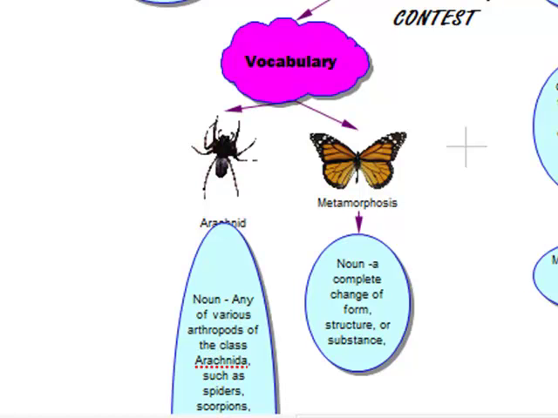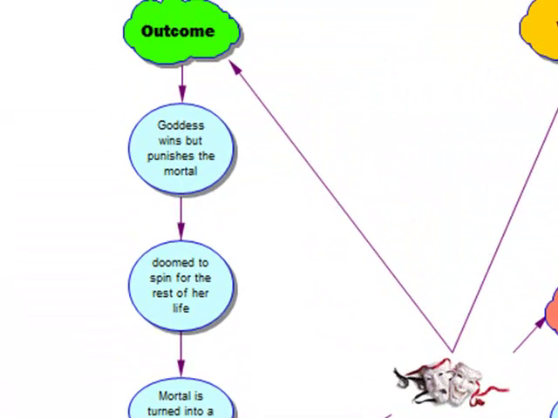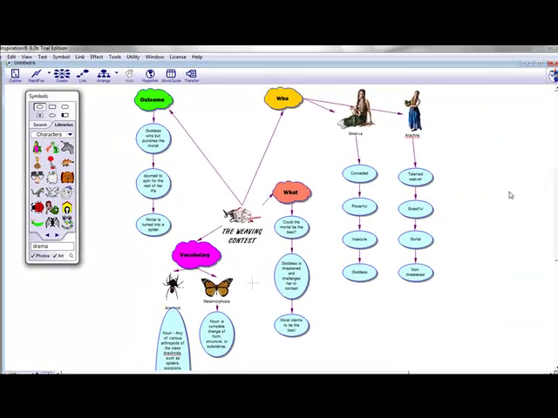By modeling this in front of the room, the teacher can now ask the students to read another story. The next day, if they have an opportunity to go to the lab, they can use Inspiration to map out the story they read.